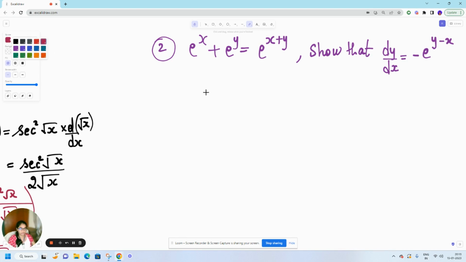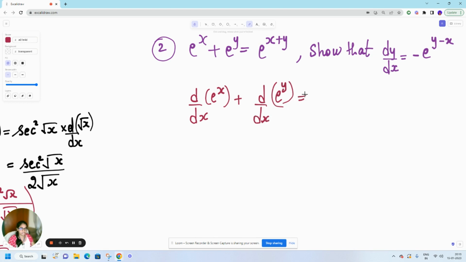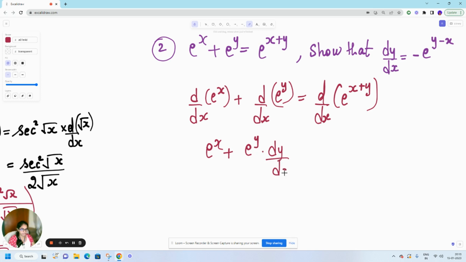That would be d by dx of e power x plus d by dx of e power y, equal to d by dx of e power x plus y, which I can do using the chain rule. Now, what is the differentiation of e power x? It is e power x itself. What is the differentiation of e power y? That would be e power y into dy by dx.